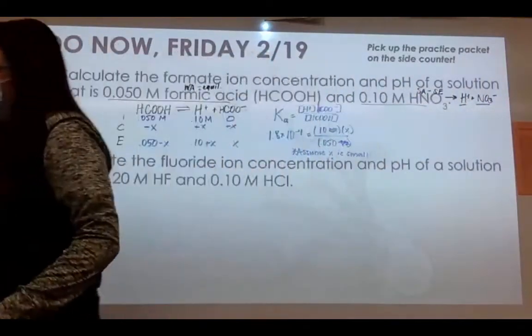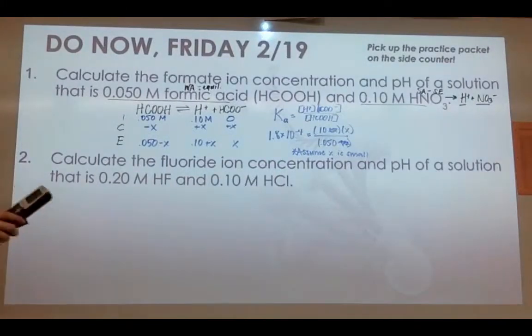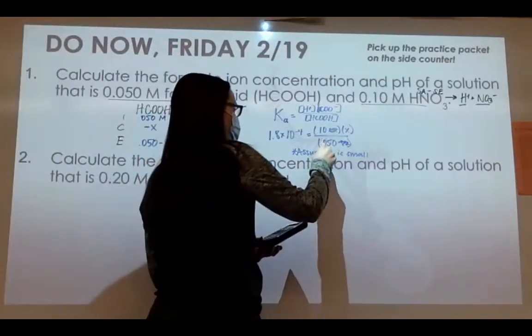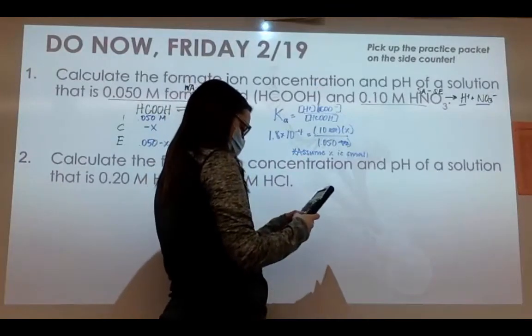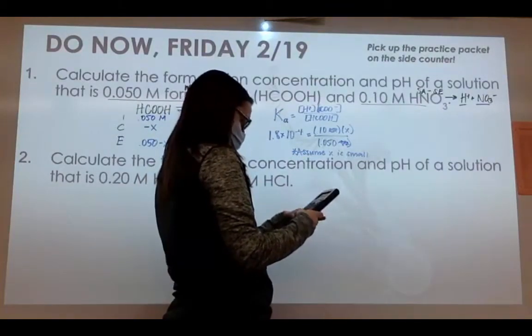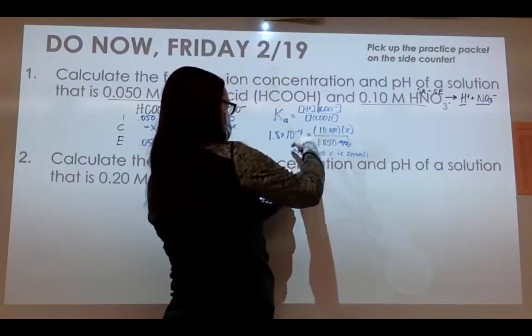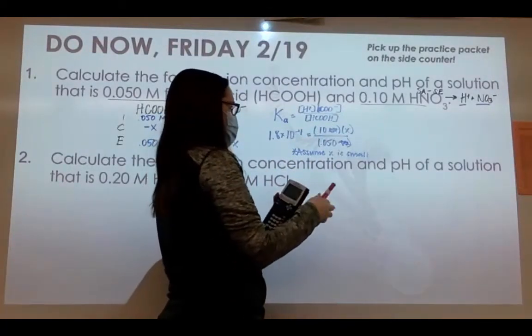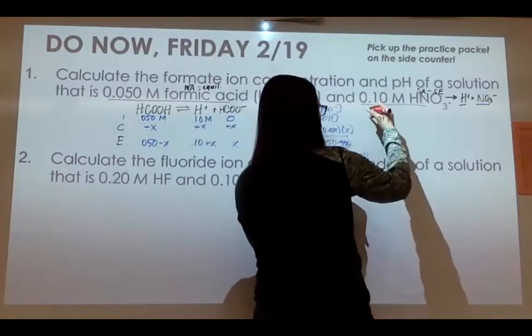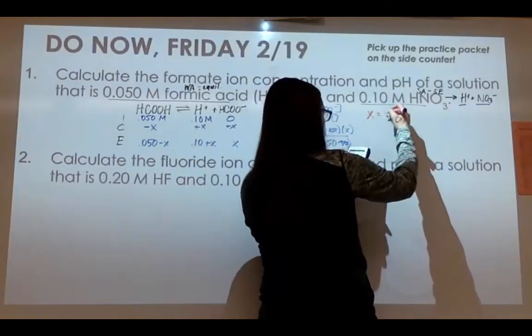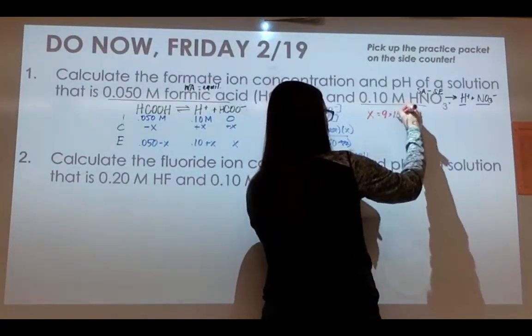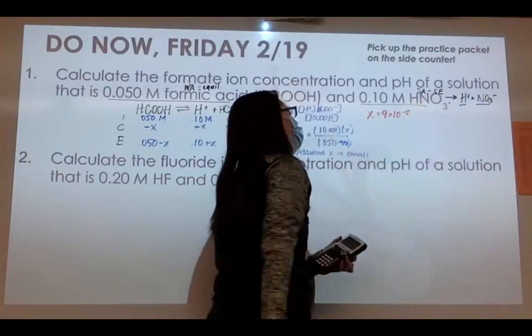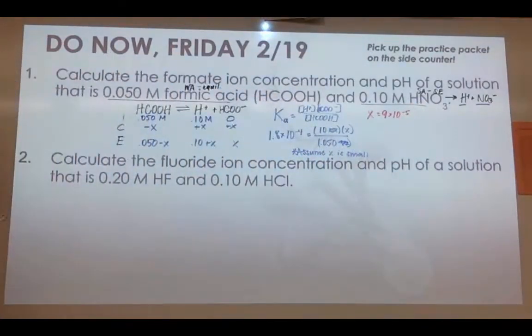Once we have our Ka expression, we can go ahead and solve. So I'm going to multiply by 0.05 and then divide by 0.1. And I get a value of x of 9 times 10 to the negative fifth.